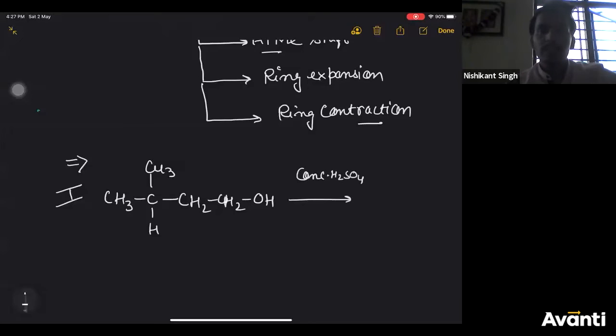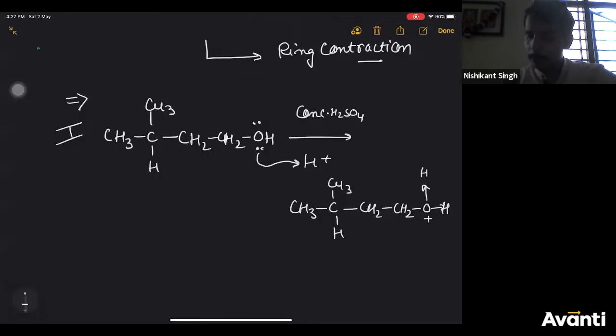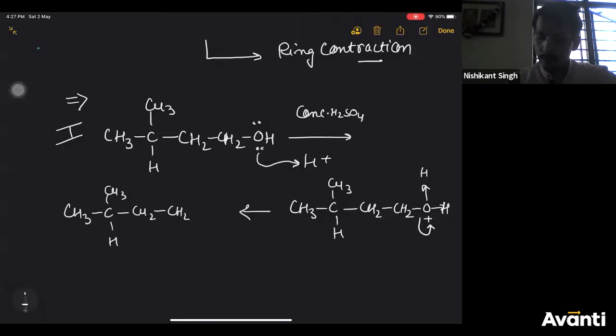Again, what was the first step of the mechanism? In the presence of H plus, OH will get protonated, right? So if that happens, CH3, C, CH3, H, CH2, CH2, O has donated a lone pair to H plus. So it will get a positive charge. To neutralize this positive charge, this bond will break like this. I'm writing the mechanism again. CH3, C, CH3, H, CH2, CH2.